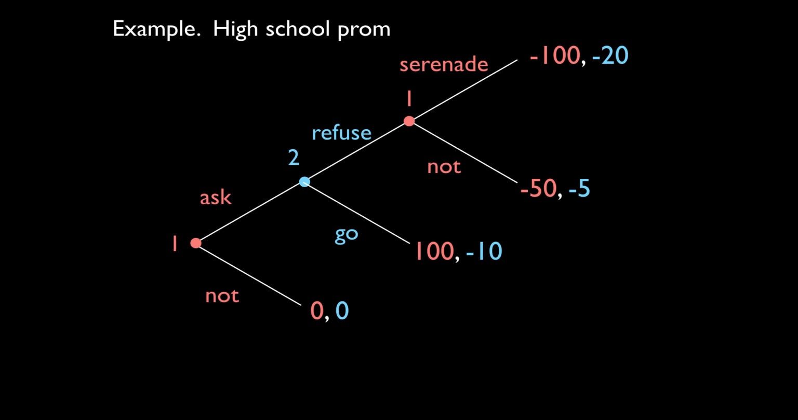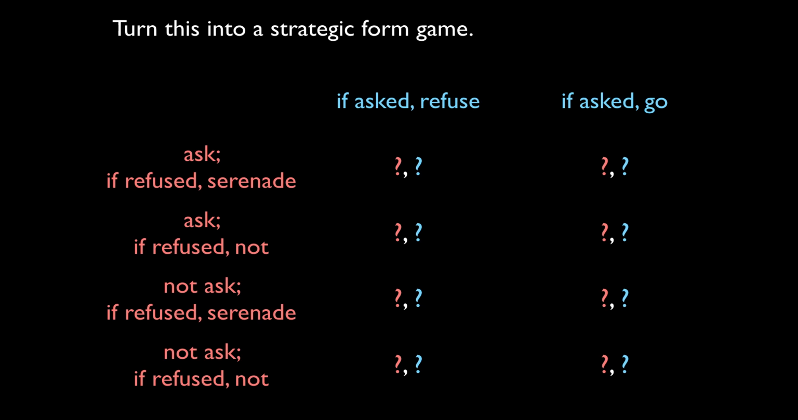Okay. How do I turn this into a strategic form game? How many strategies does 1 have? 4, right? 2 possibilities here and 2 here, so we have to write them all down. How many strategies does 2 have? 2, right? So it looks like this. This is what 1 does in this node here, where the ask or not. And this is what 1 does in the last node, that is if 2 refuses. You see what I'm saying? I used if statements, but I can get rid of if statements. You okay with this? Yeah.